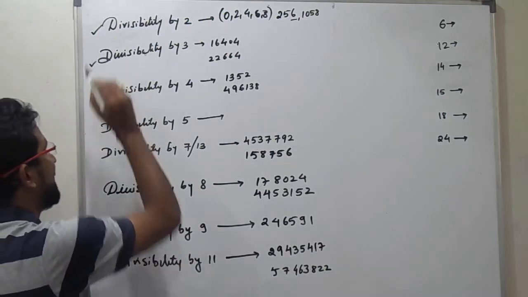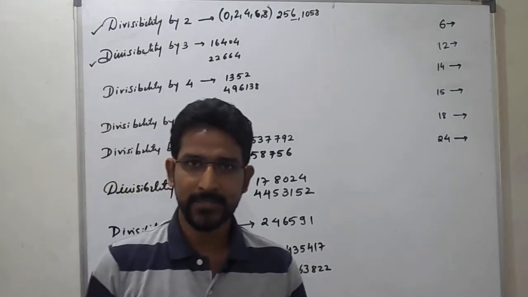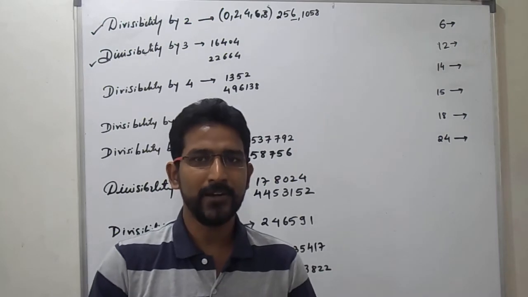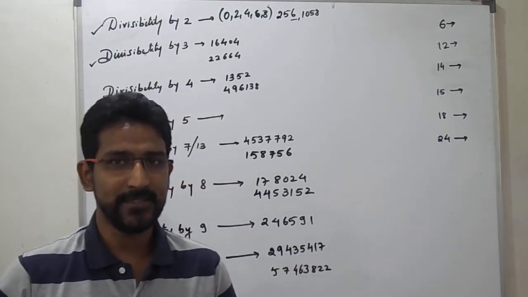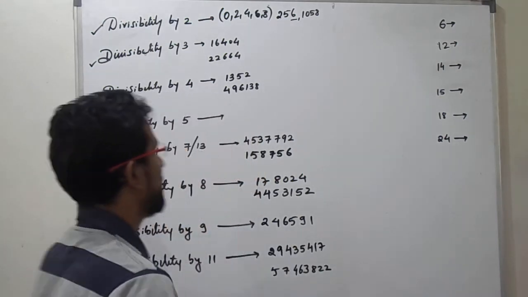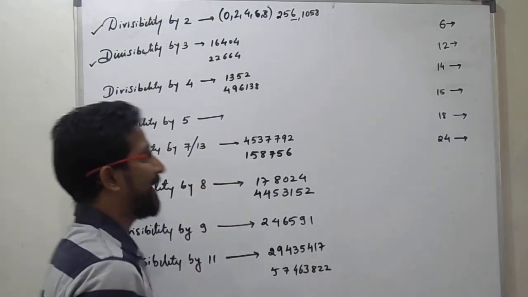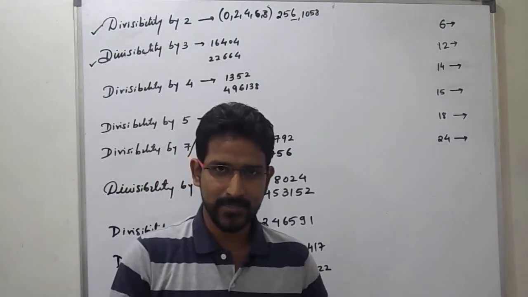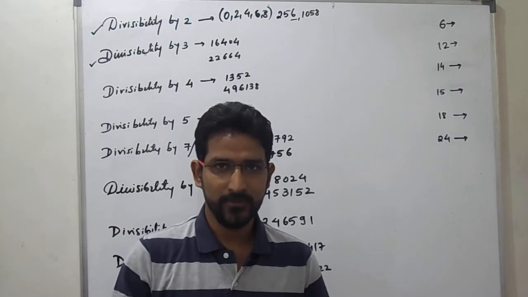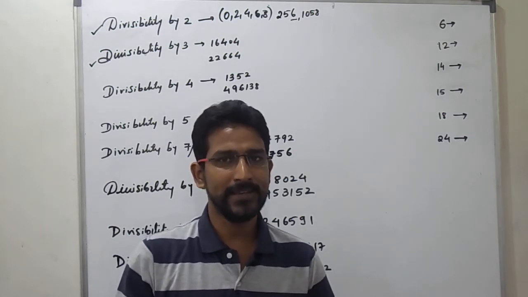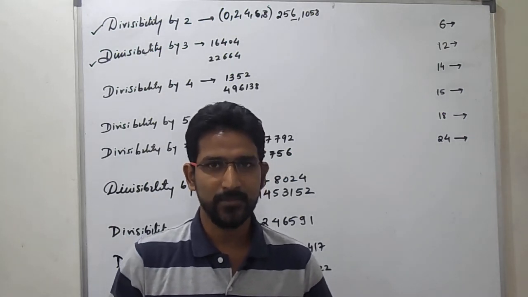Next is divisibility by 3. You want to find out whether the given number is divisible by 3 or not. What you have to do here is add all the digits, and if the sum of the digits is divisible by 3, then that number will also be divisible by 3.